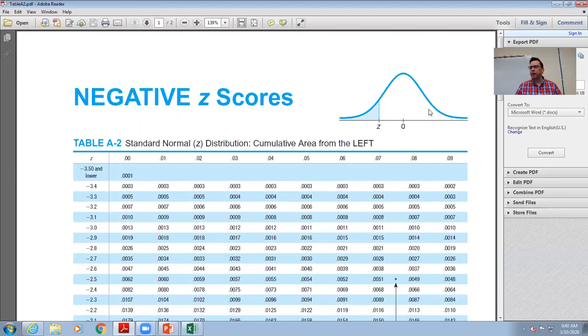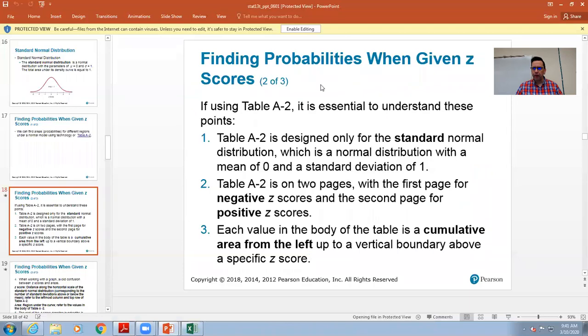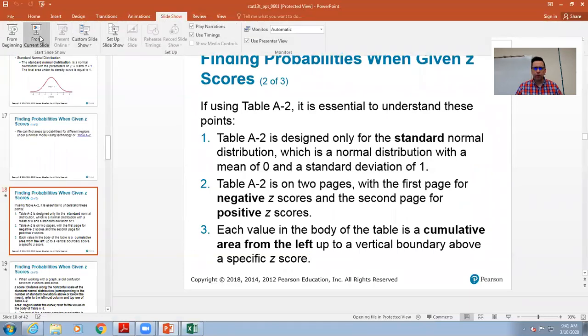However, if you're dealing with an area on the right or an area between two values, then you have to tweak it a little bit, and we'll talk about how that works. Got some great examples coming up here. Okay, so let's put this back.